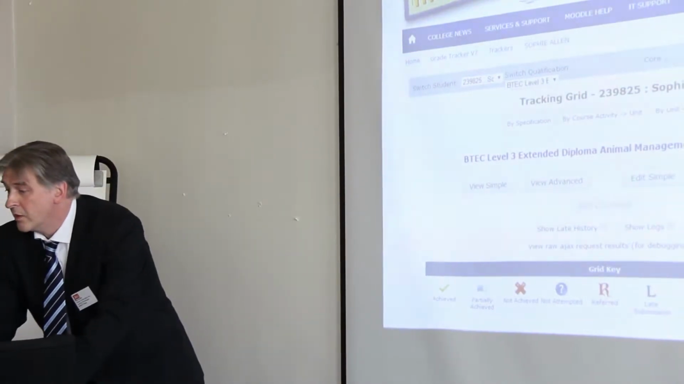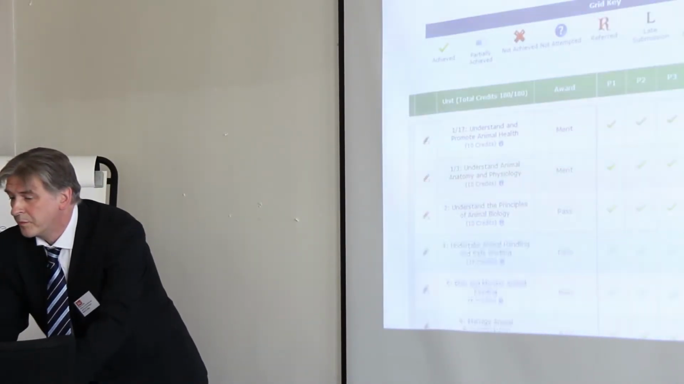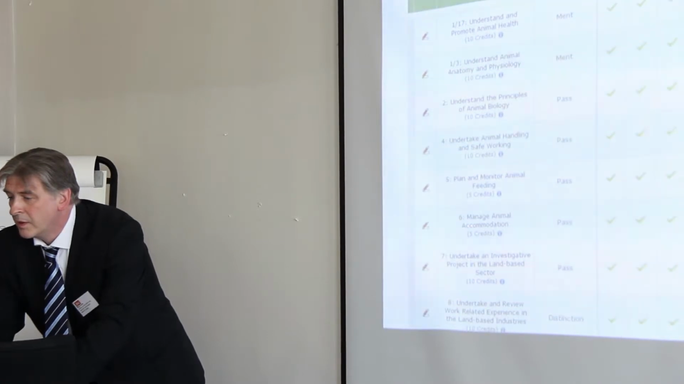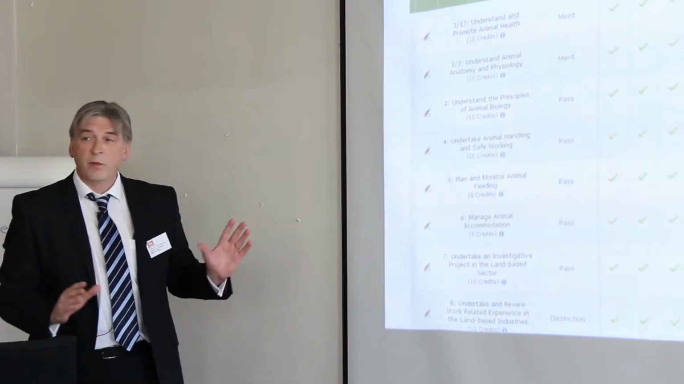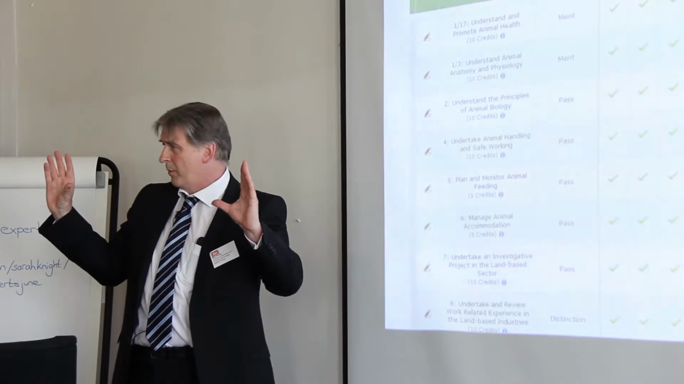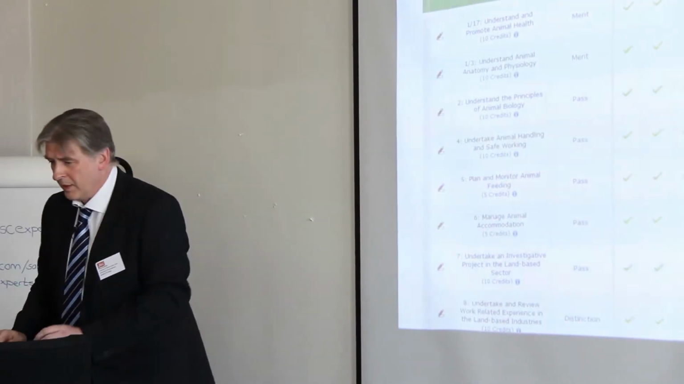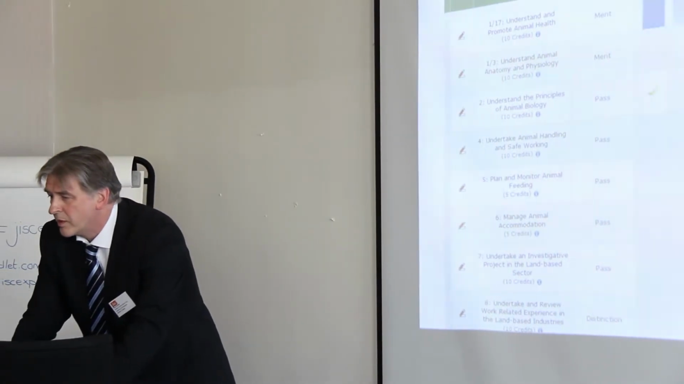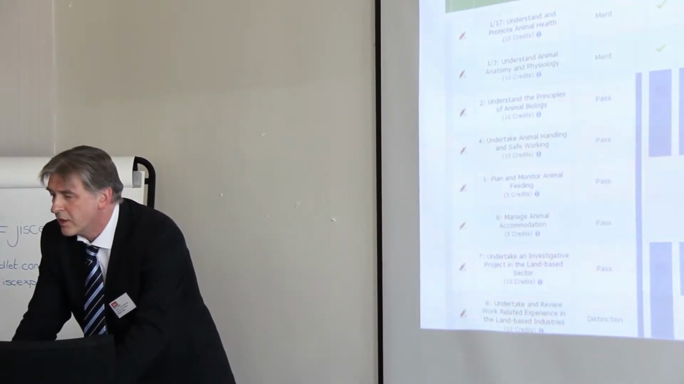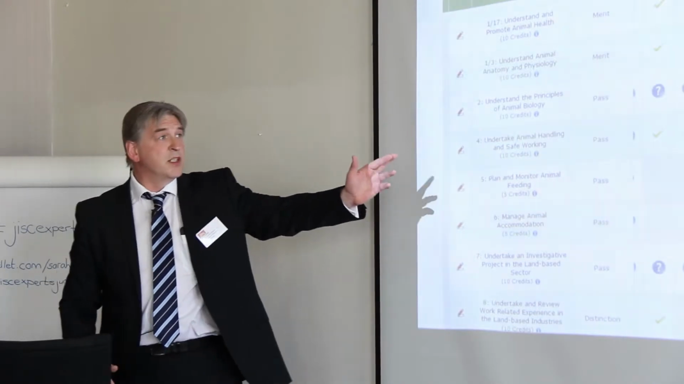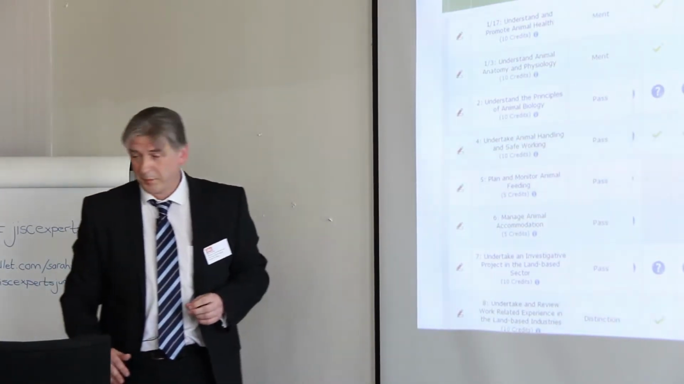And this will take you into the student's tracking grid. As you can see, we've standardised on a widescreen format at the college, so it tends to have more of the grid actually on the screen. From there, you can scroll backwards and forwards, see all the distinction units, the merit units, and you can see what the students achieved, what they haven't achieved.